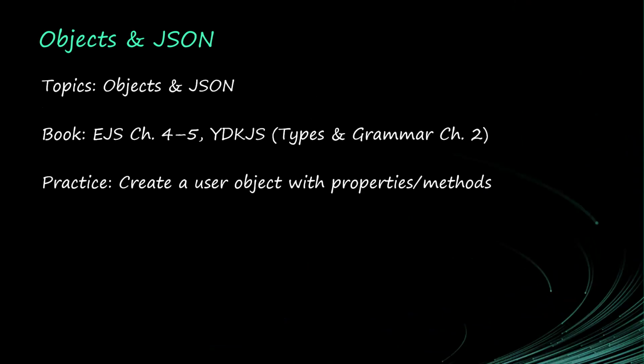You'll be reading Eloquent JavaScript chapters 4 to 5. You would also be reading You Don't Know JavaScript, Types and Grammar, chapter 2. Then you would have to create a user object with properties and methods. That will be your task. That will be your practice. From what you're going to be learning today, you're going to see how to do these things.